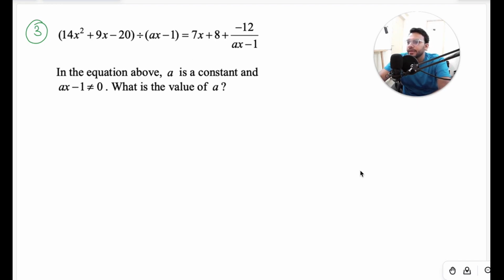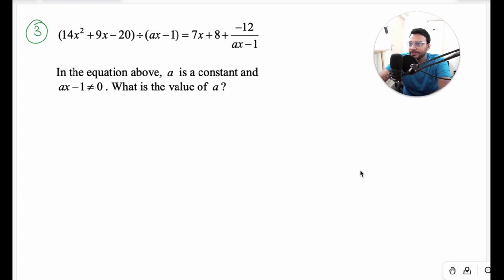Question number 3. 14x squared plus 9x minus 20, that's a quadratic expression, divided by ax minus 1 is equal to something: 7x plus 8 plus negative 12 over ax minus 1. In the equation above, a is a constant and ax minus 1 is not equal to 0. What is the value of a?